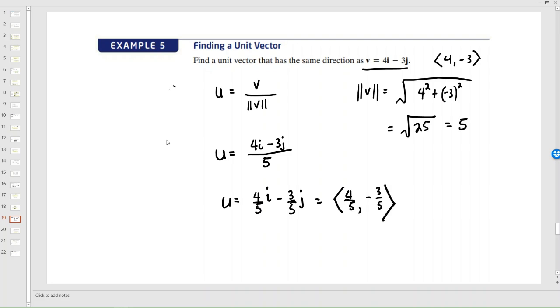Okay, now if that's true, when I ask for the magnitude of our result here, if I ask for the magnitude of that vector, I should get back a 1. So let's check that out. So this would be 4/5 squared plus negative 3/5 squared.